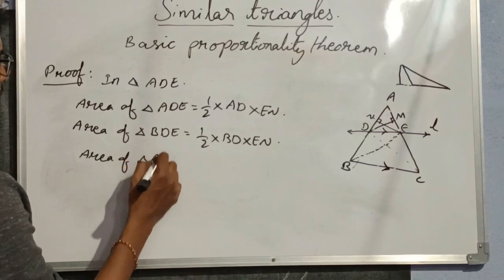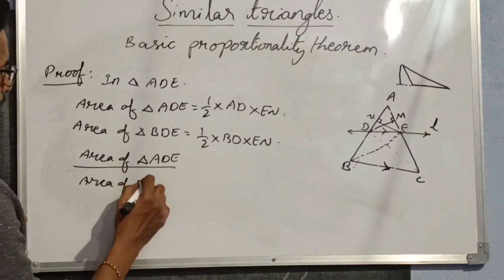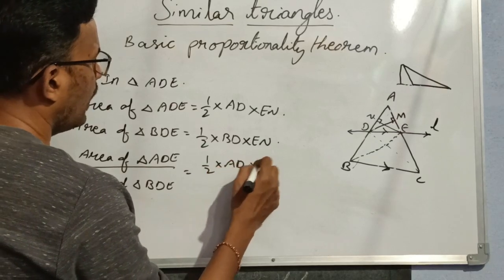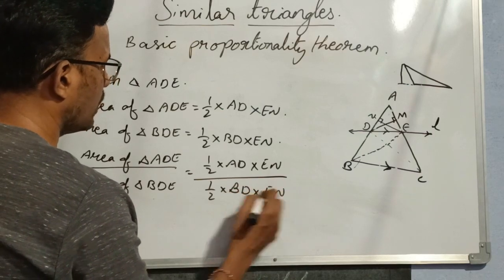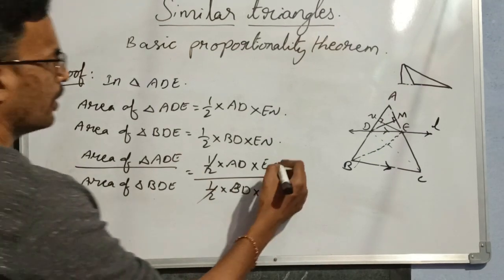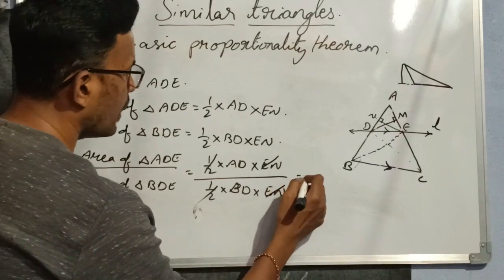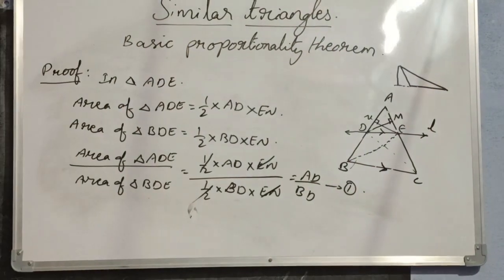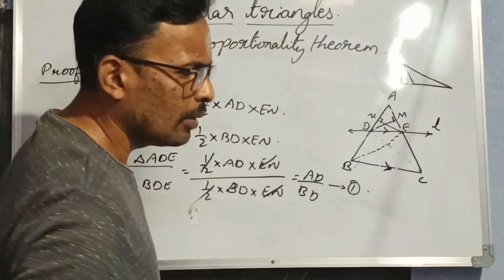Area of triangle ADE by area of triangle BDE is equal to half into AD into EN by half into BD into EN. The numerator half and denominator half get cancelled, and EN and EN get cancelled. So what is remaining here? This I can write as AD by BD. This is equation 1. So area of triangle ADE by area of triangle BDE is equal to AD by BD.